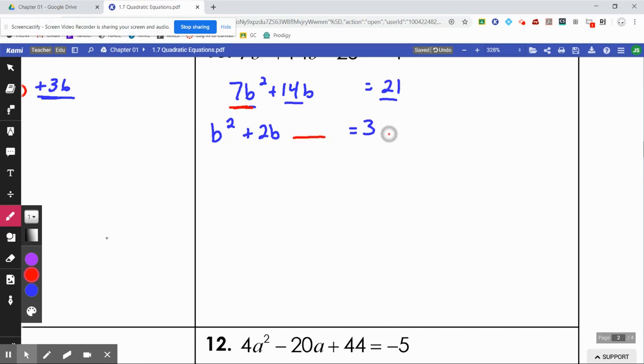Okay, complete the square. To complete it, take this b term, take half of it, and multiply it times itself, and it gives you a positive 1. Half of it's 1, 1 times 1 is 1. Add that to both sides.